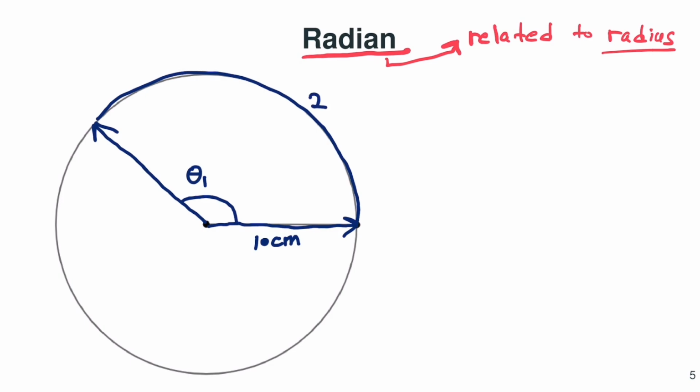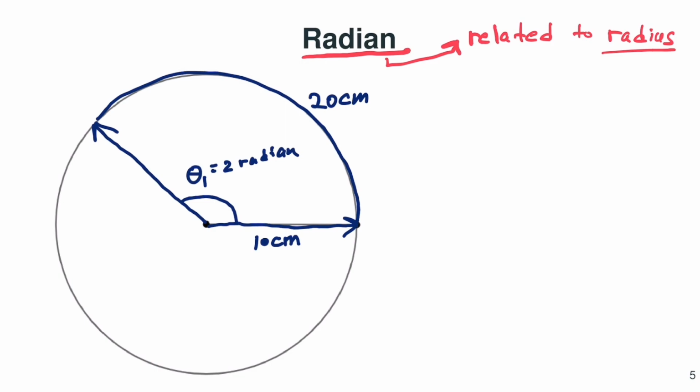And let's say this arc length, we measured it, it was 20 centimeters. Do you see how this arc length is twice the radius length? That makes this angle 2 radians. 2 radians. This is 2 radians, because the arc length subtended by, or we can say created by, the angle is twice as much as the radius length.